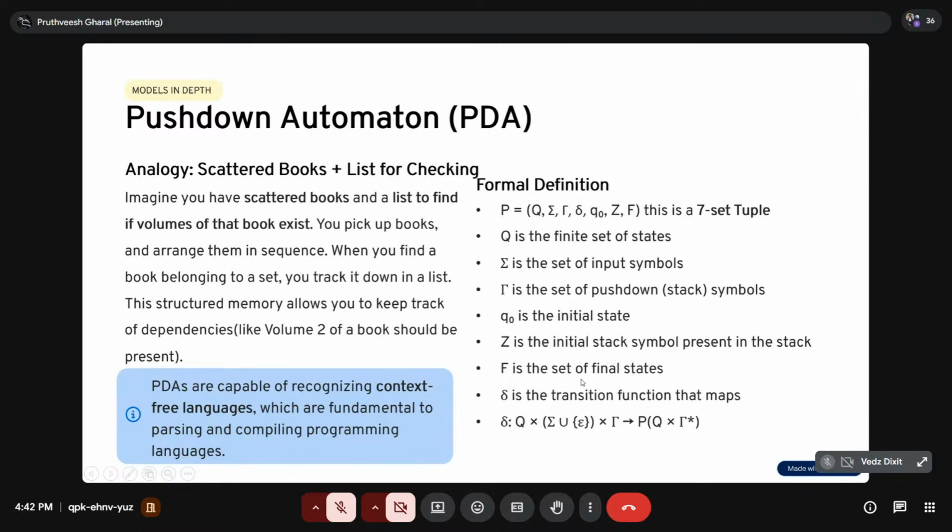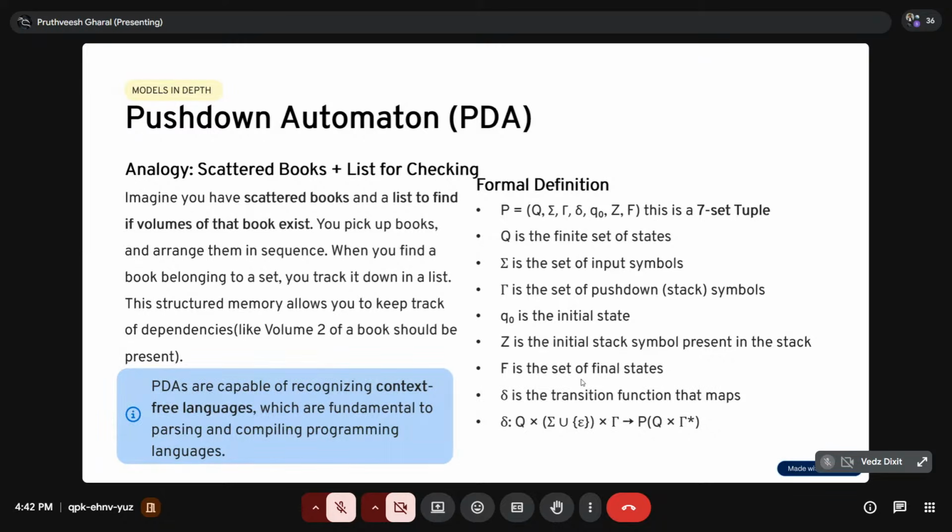Then F is the set of final states, right? We all saw it in the finite automaton. What is the final state we want our automaton to end in? This we have already seen.